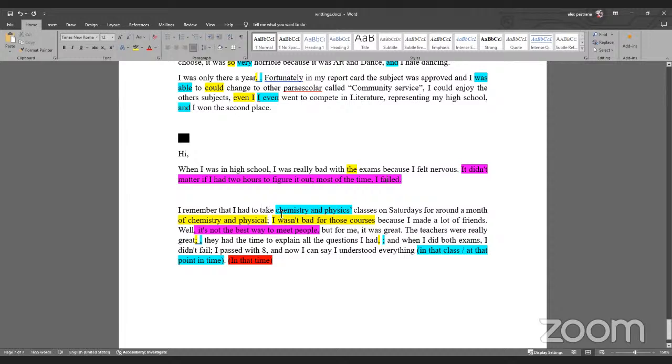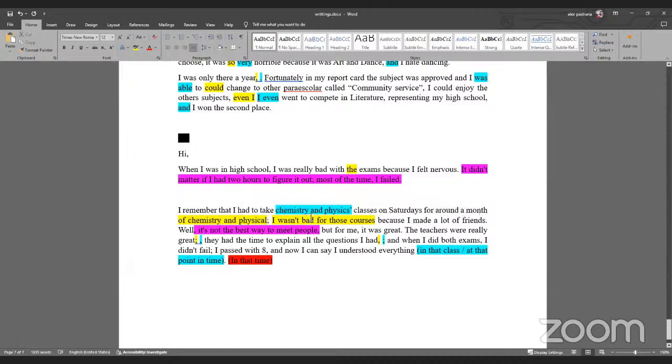I remember that I had to take classes on Saturdays for around a month of chemistry and physical. Right here, physical. What do you mean by physical? Do you mean physics or do you mean physical education? I think the person that wrote this isn't here. So, I will take it that this is physics, de física, no de educación física, sino de física la materia. Why? Because it's with chemistry.